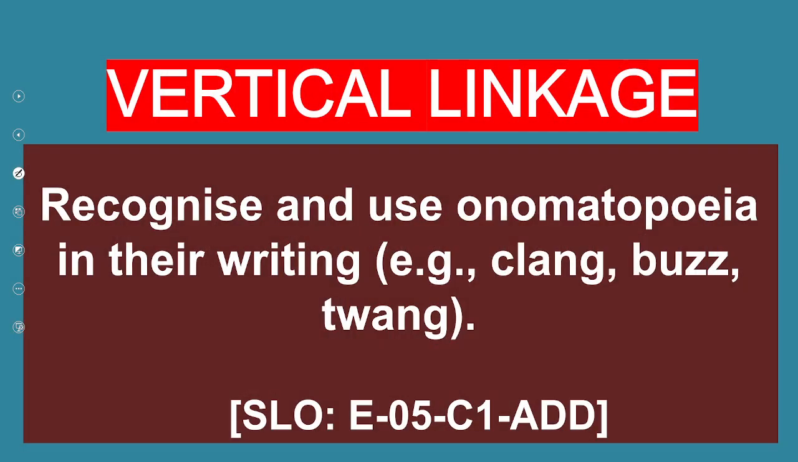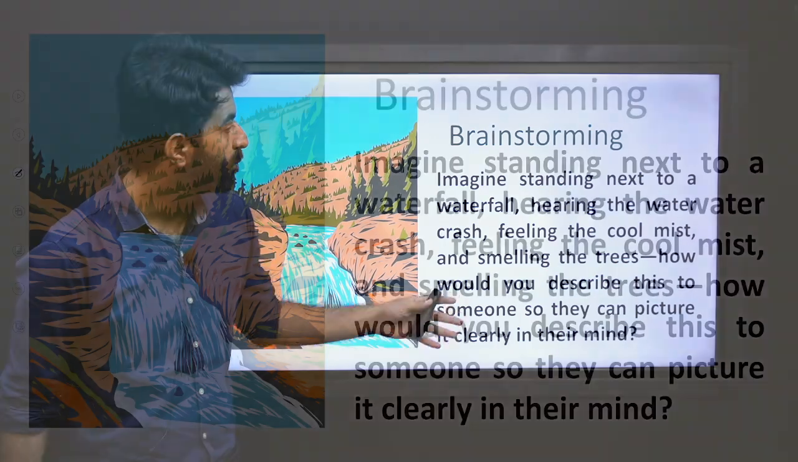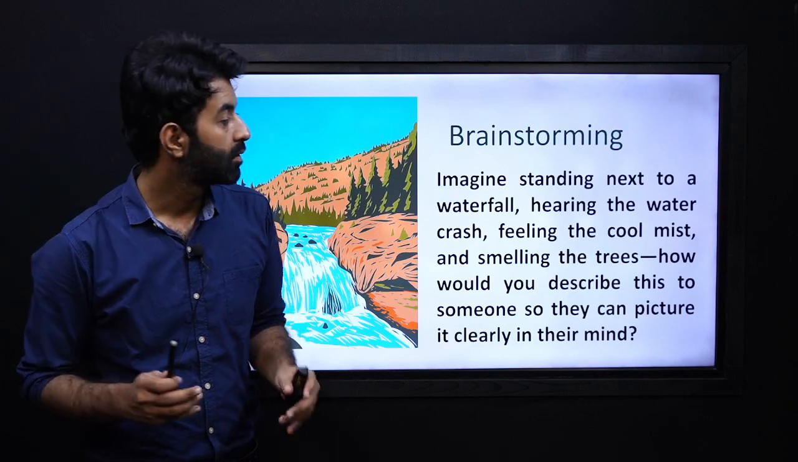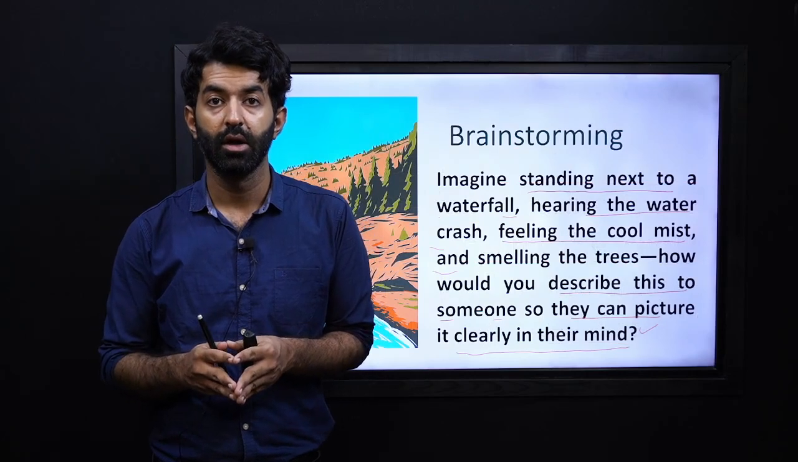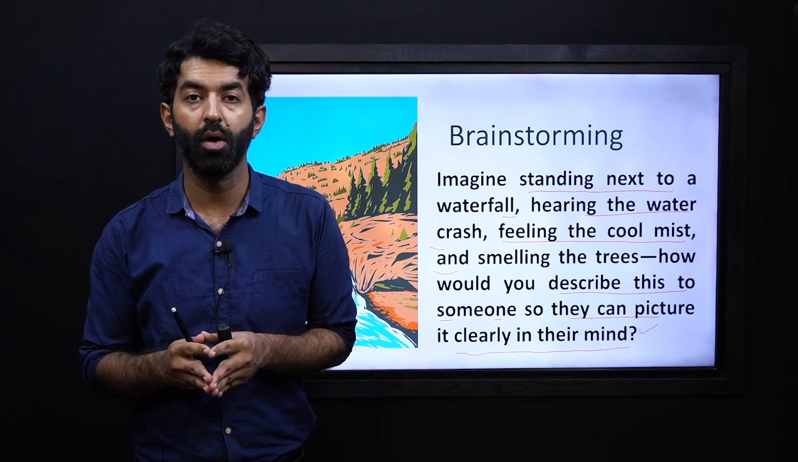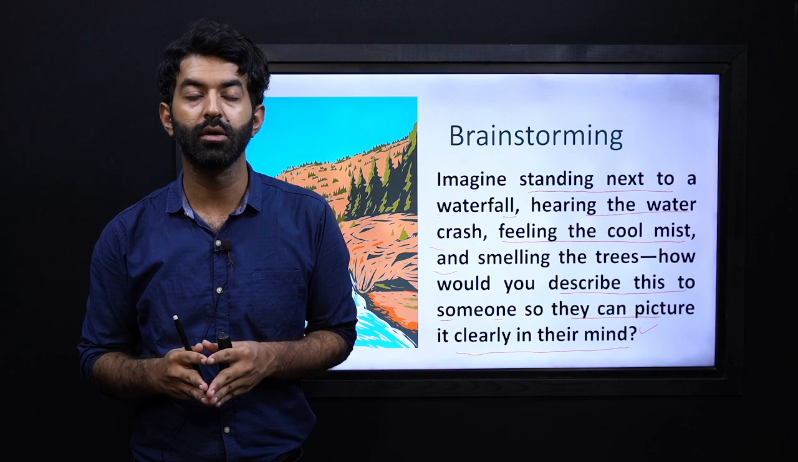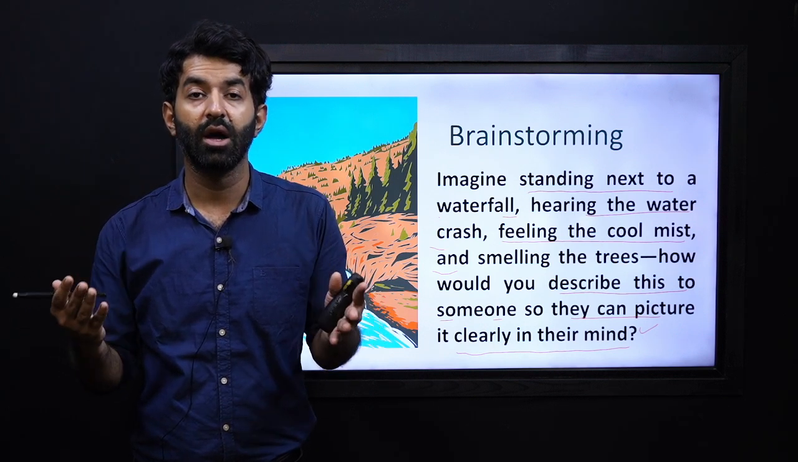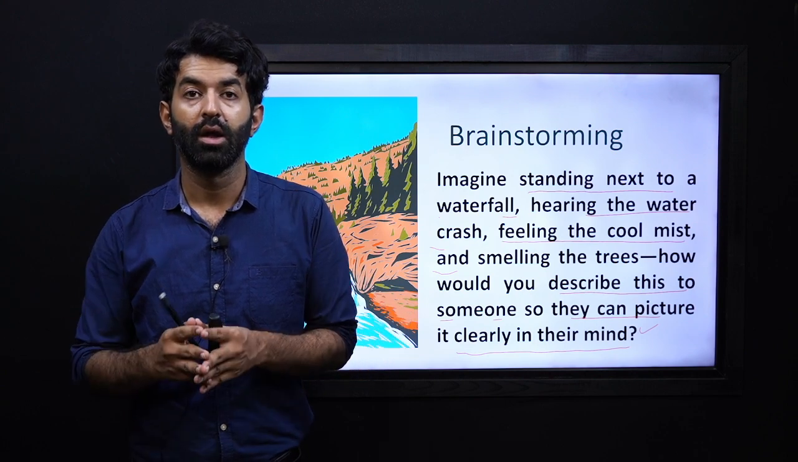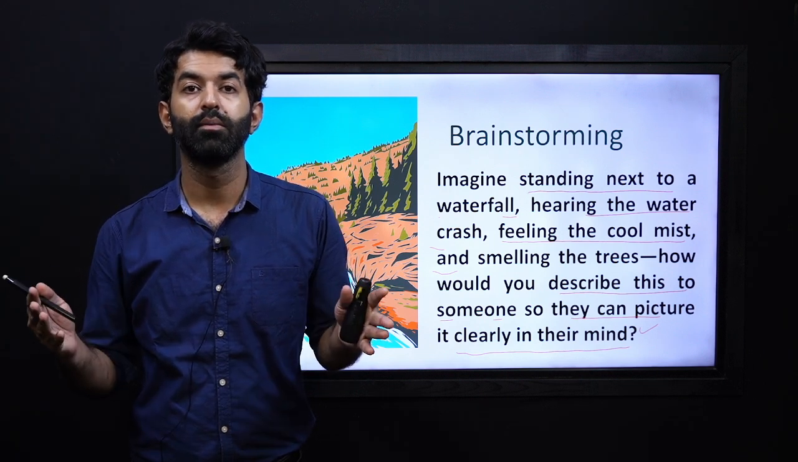Here is your vertical linkage and let's get started with our brainstorming session. Imagine that you are standing next to a waterfall, hearing the water crash, feeling the cool mist and smelling the trees. How would you describe this to someone so they can picture it clearly in their mind? If somebody has not seen it and you are describing it verbally or in written form, how can you describe the sound of the water? How can you describe the passing of the wind and other things that you can see, touch, taste, smell, or hear? Now, in order to do these, we have some specific words.